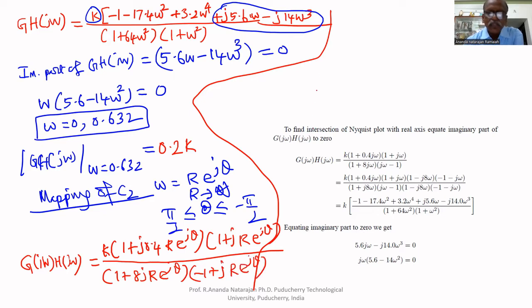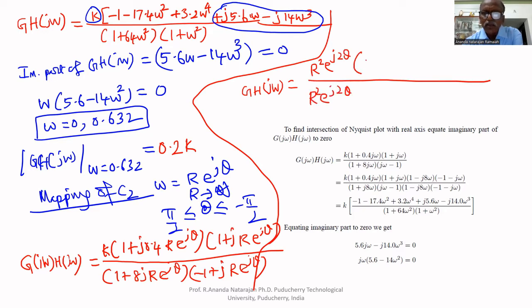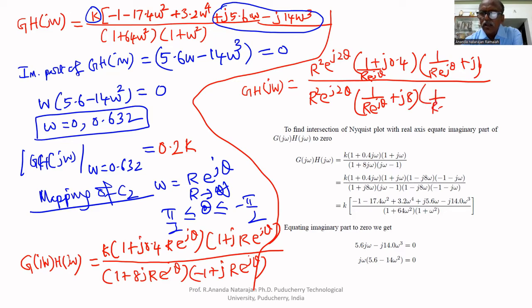If we take re^(jθ) outside, G(jω)H(jω) equals r² e^(j2θ) outside, and inside you will get 1 plus j0.4 divided by re^(jθ), over the denominator terms 1 by re^(jθ) plus j8, and 1 by re^(jθ) plus j minus 1 by re^(jθ) plus j. That's all. So r tends to infinity means these terms all become 0.